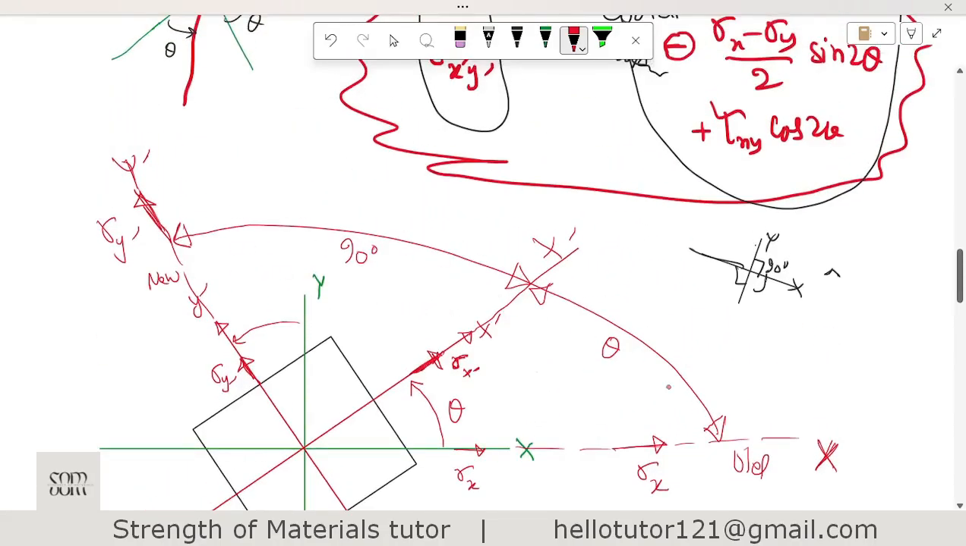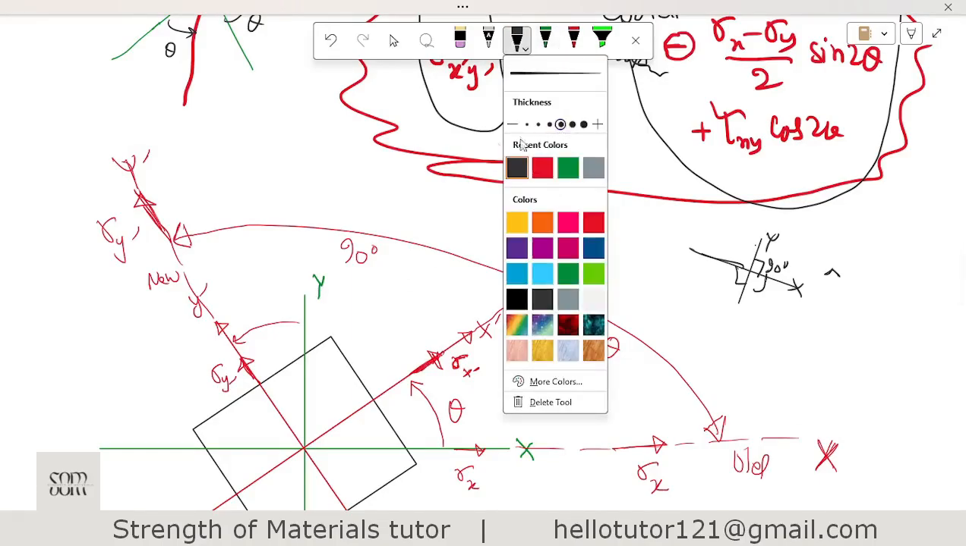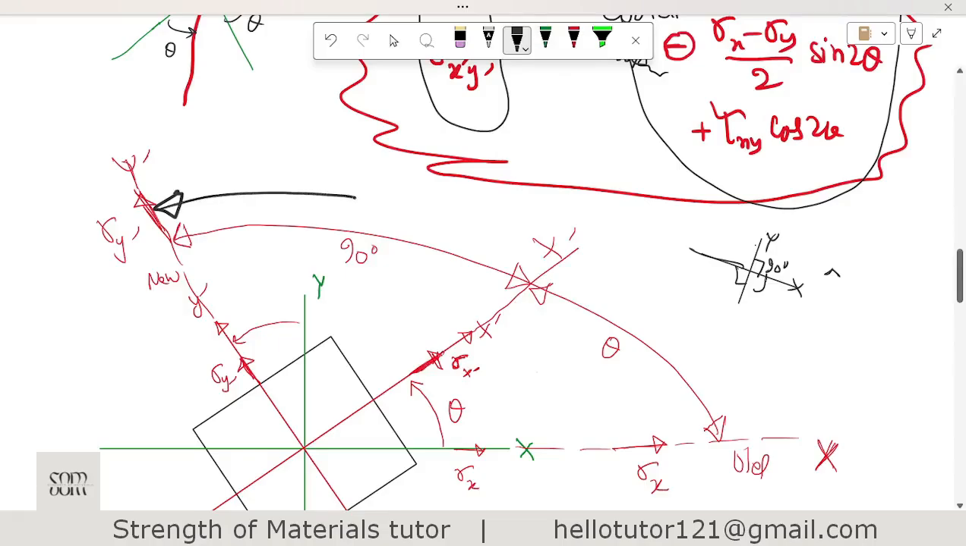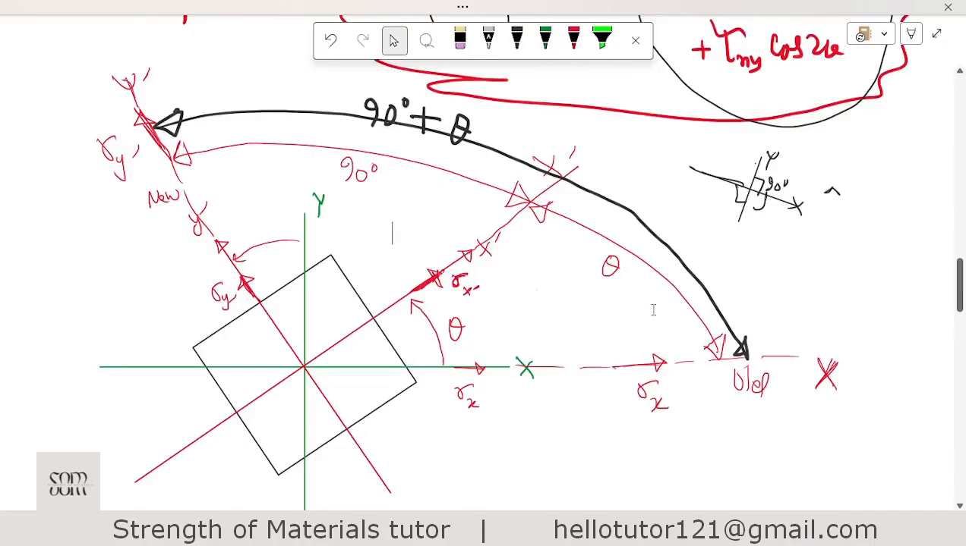So this is theta, this is 90, and what is the total angle? The total angle is 90 plus theta. So the angle between this x axis and the y prime axis is 90 plus theta. You know the angle between them. Now you can find the stress on one axis from the stresses on the other axis, because you know the angle between them.